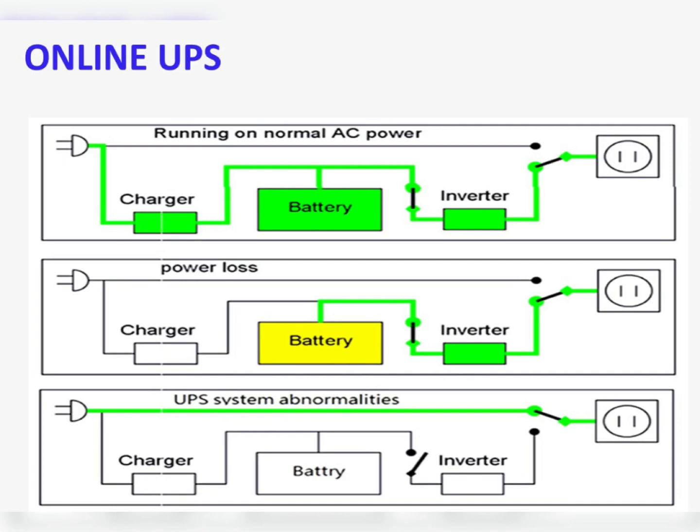The middle diagram shows how the UPS works when the power failure occurs. It is like offline UPS. The lower diagram shows the bypass mode. When any work is carried out on the battery or inverter, the power supply will temporarily be provided directly to the load. Offline UPS is used for domestic purposes.